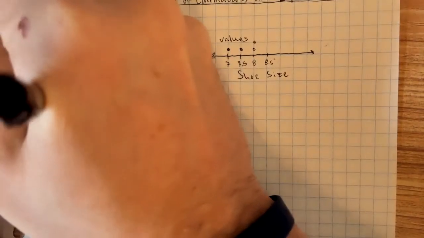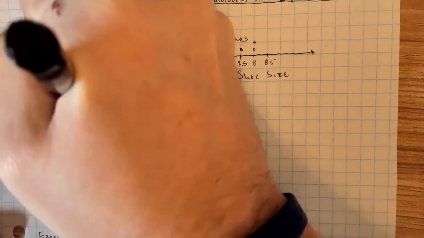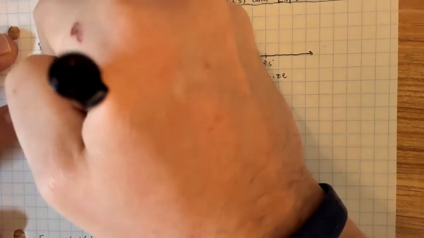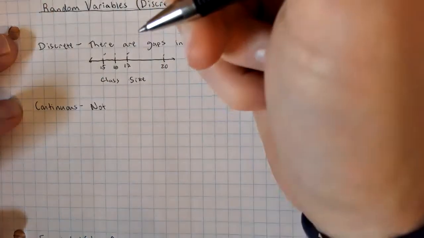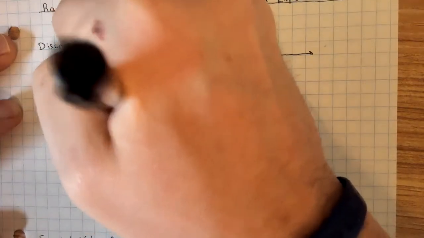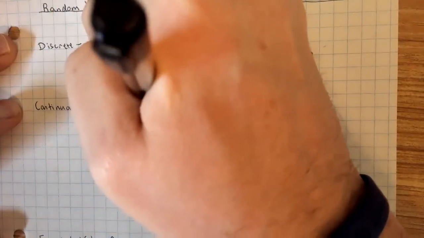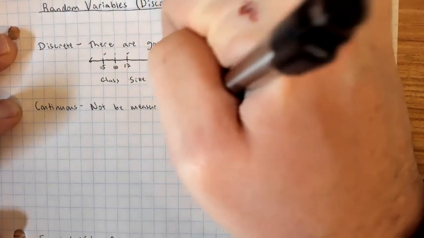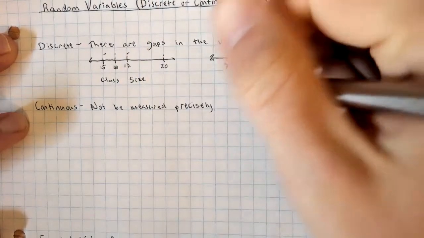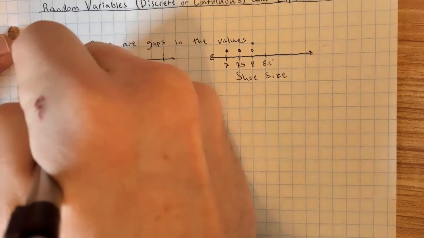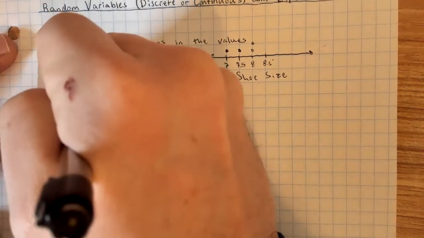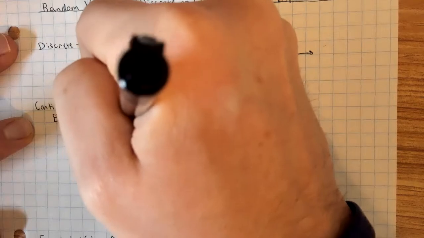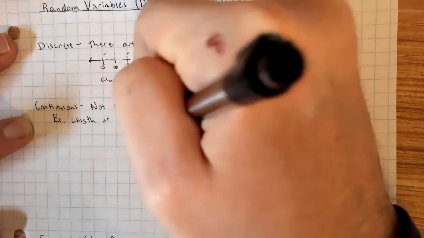All right, so continuous then, of course, is just the exact opposite of that. A continuous random variable. I like to think of it as these types of variables cannot be measured precisely. So my favorite example for this is the length of the California coastline.